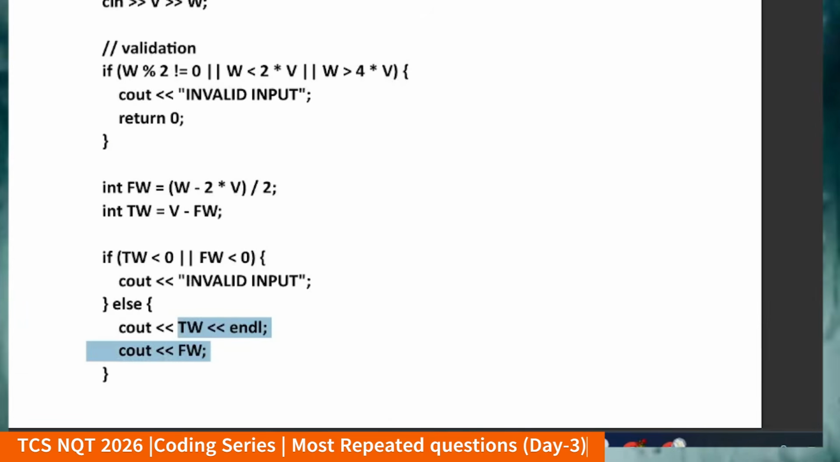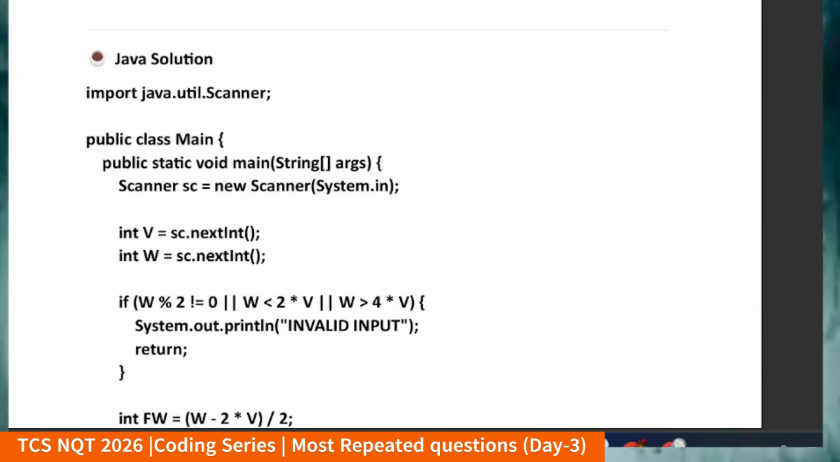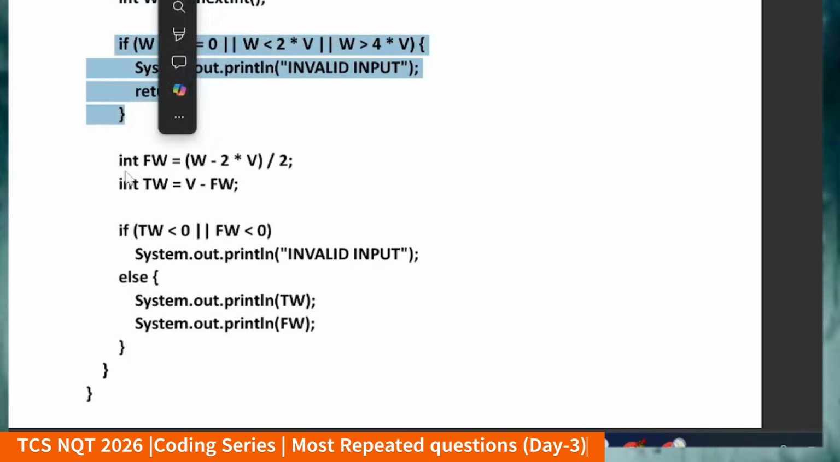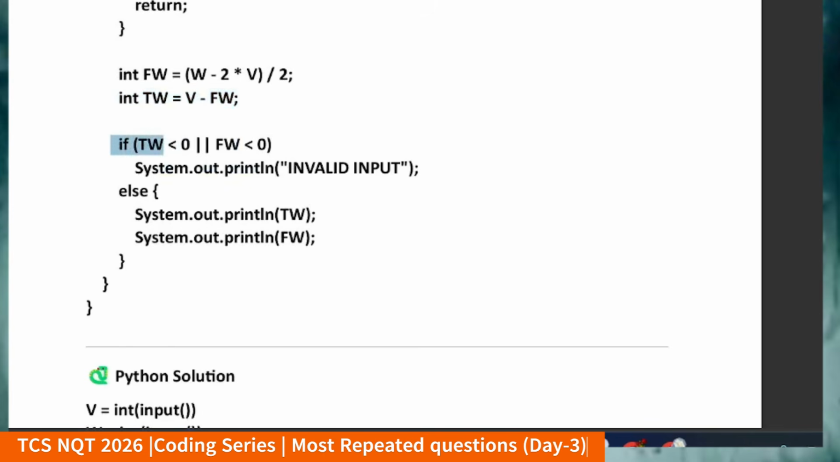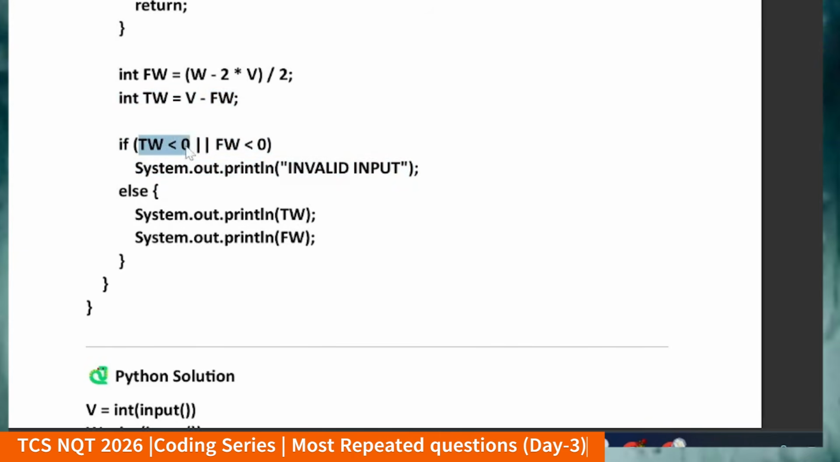Okay, coming to our next question, this is also very okay, but before moving to that, let me discuss the Java solution. So import java.util.Scanner, public static void main, and taking the input, taking v as sc.nextInt and w as sc.nextInt. Now again using the same condition and calculating the value, that is fw equal to (w minus 2 into v) by 2 and tw equal to v minus fw. Now handling the edge case or the invalid input: if tw, meaning total wheel, is less than 0 or fw, four-wheeler, is less than 0, meaning two-wheeler and four-wheeler less than 0, then it will be invalid input, otherwise I am giving the output.